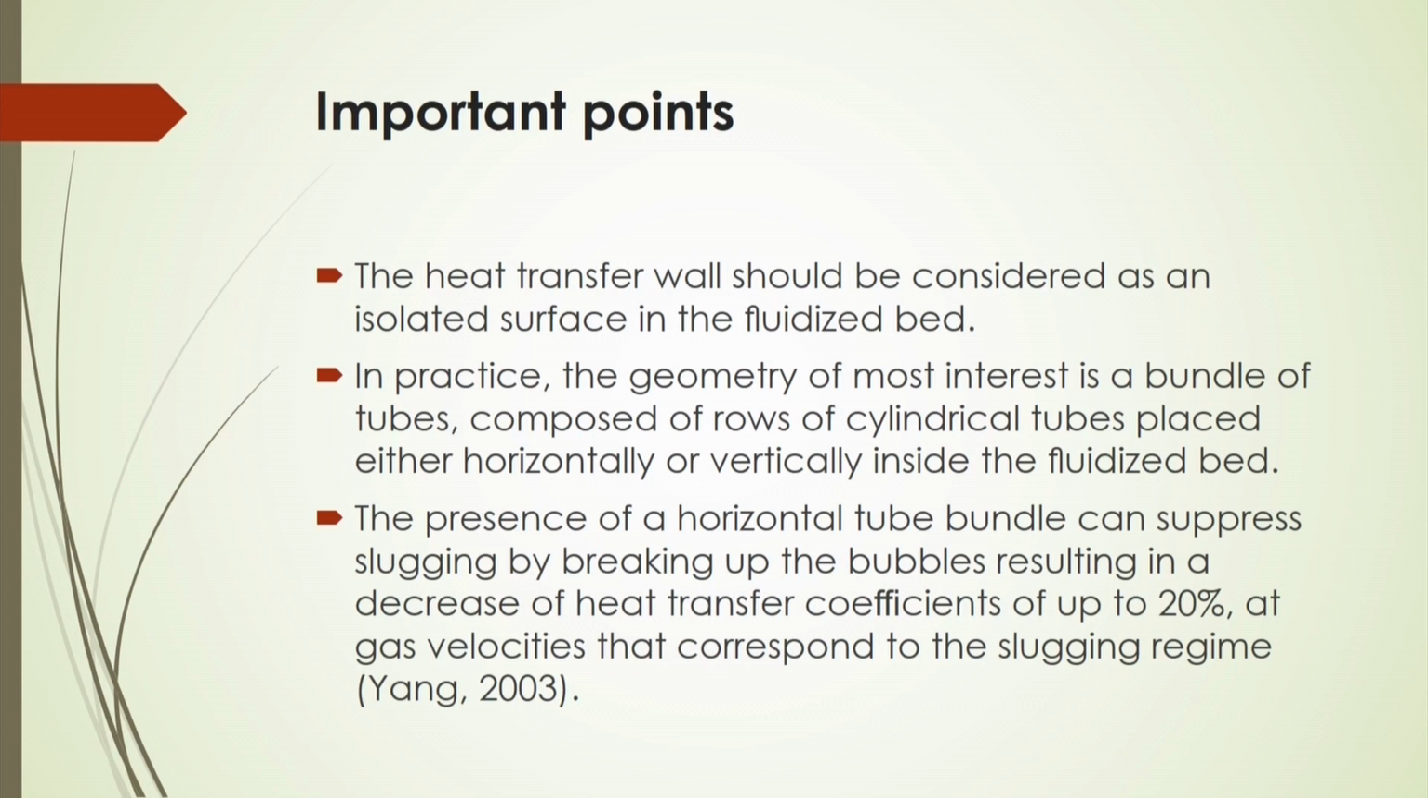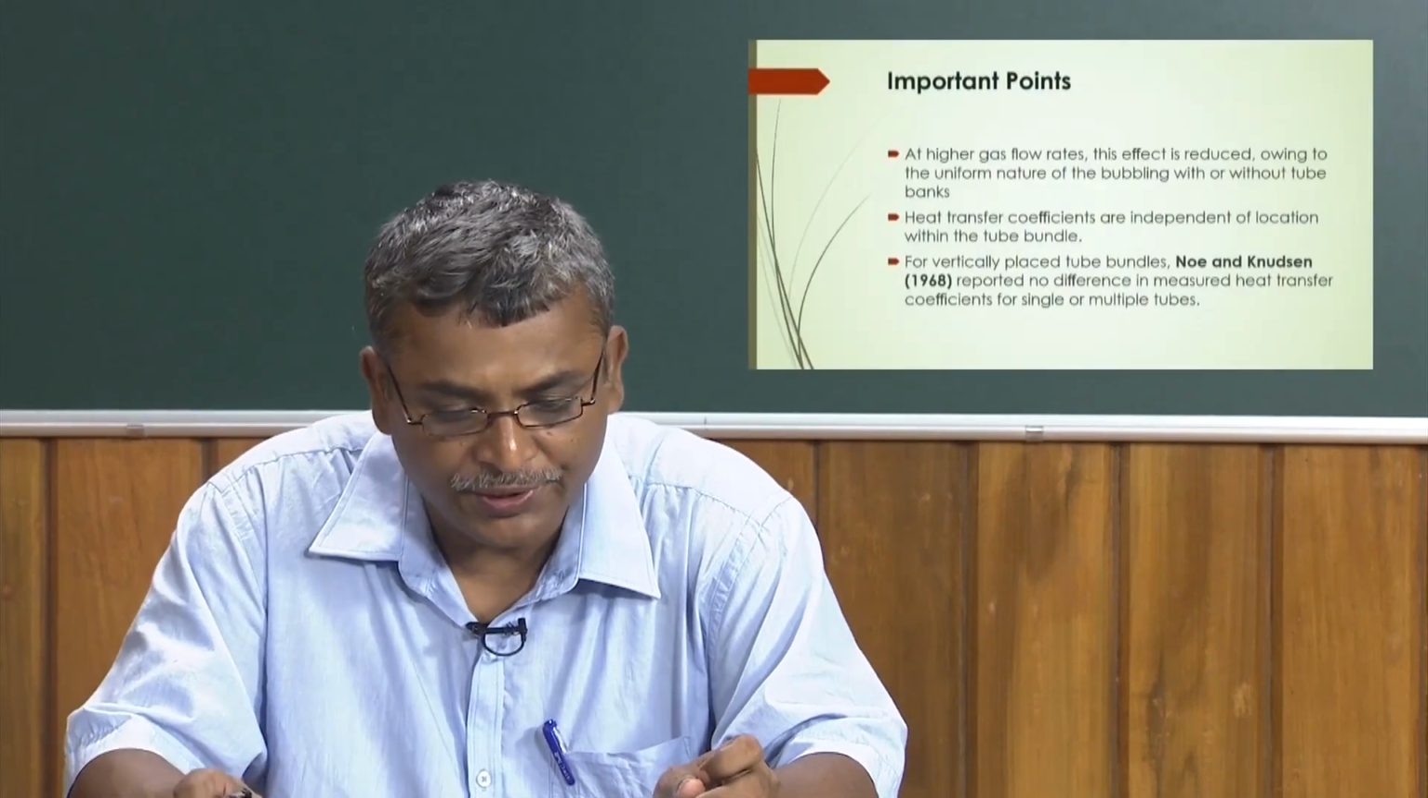In practice, the geometry of most interest is a bundle of tubes composed of rows of cylindrical tubes that is placed either horizontally or vertically inside the fluidized bed. The presence of a horizontal tube bundle can suppress slugging by breaking up the bubbles, which results in a decrease of heat transfer coefficients up to 20% at gas velocities that correspond to the slugging regime, according to Young 2003.